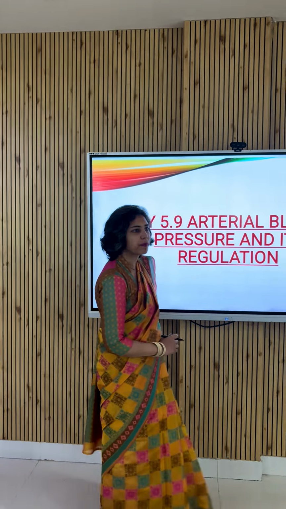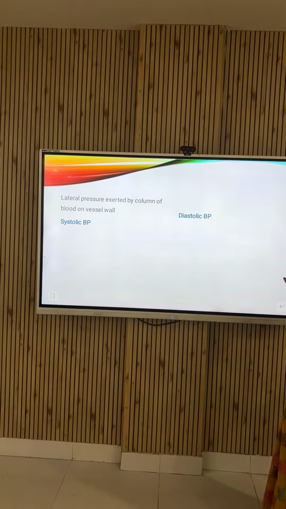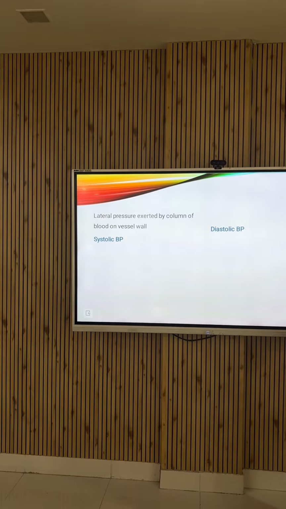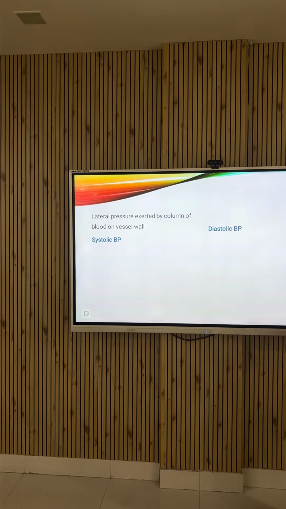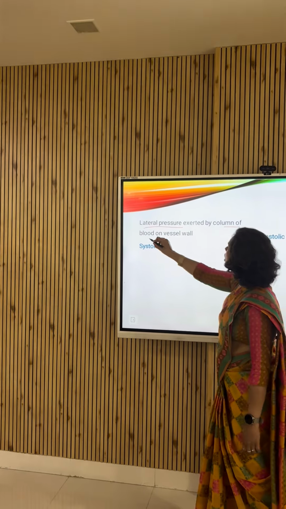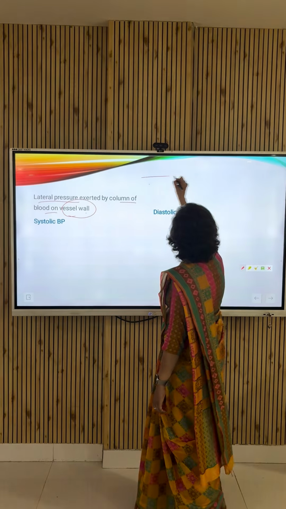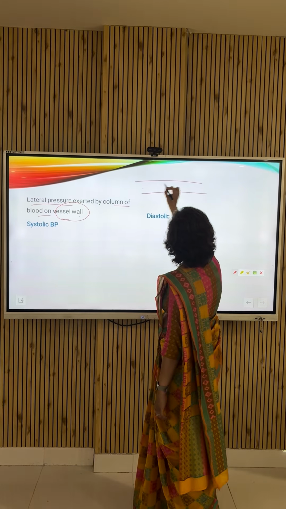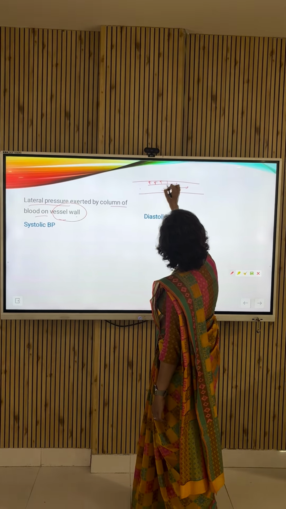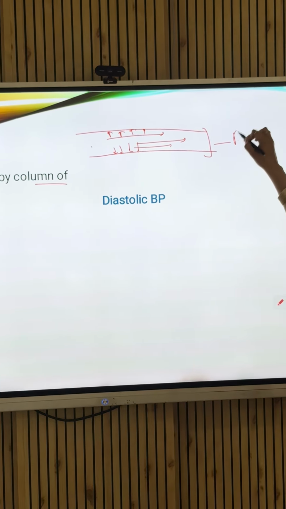Arterial blood pressure. If you define blood pressure, it means the lateral pressure that is exerted by the column of blood on the wall of the blood vessel. It is called blood pressure. This is the column of blood and this is the direction of blood flow, but the pressure that is laterally exerted over the wall of the blood vessel is called blood pressure.